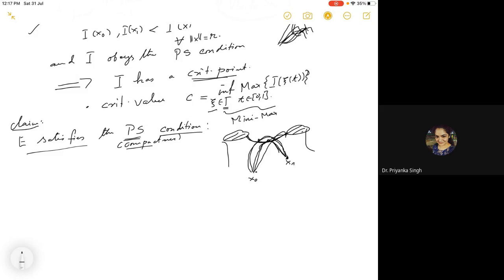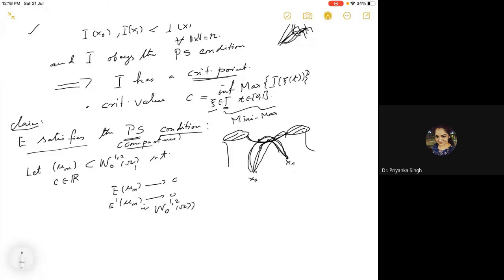So what do we need for showing that it's a Palais-Smale sequence? Let u_n be a sequence in W^{1,2} such that, and I'll also choose a real number C such that E of u_n goes to C and E prime of u_n goes to 0 in the dual of W_0^{1,2}(Omega). For your information, this dual is denoted as W^{-1}.